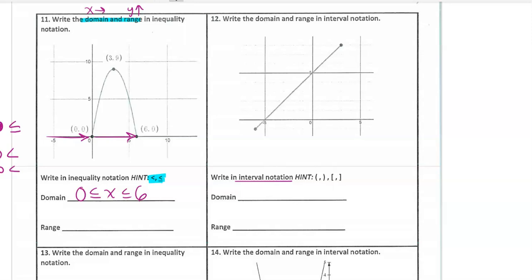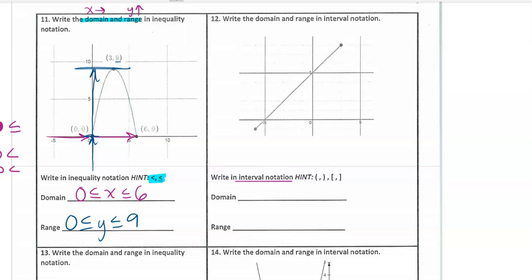All right, now for the range from bottom to top, this is the y values. So going from bottom to top, what is our lowest y value? It's right here at 0. Again, it's a closed circle, so we use less than or equal to. And as the y values increase, our highest point of this graph is at 9. Now, is there an open circle there? No, so we use less than or equal to.